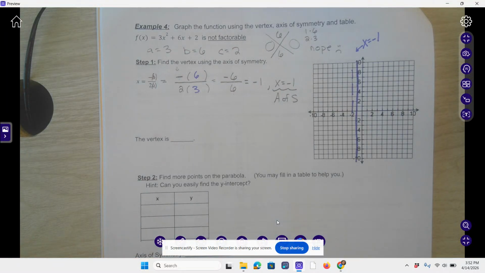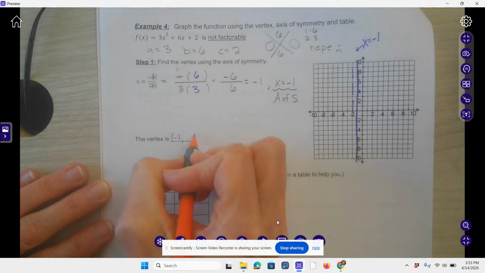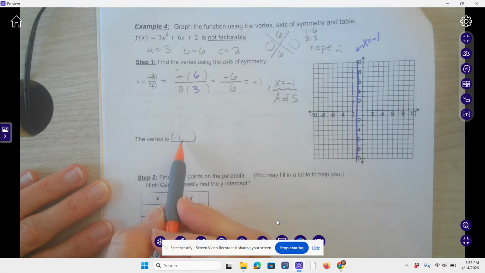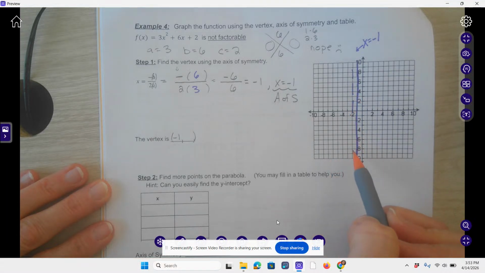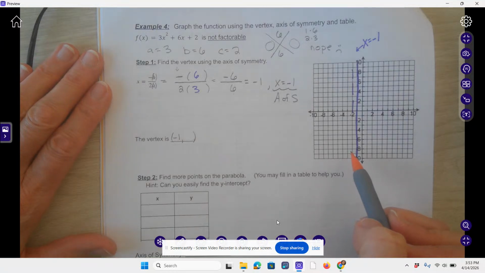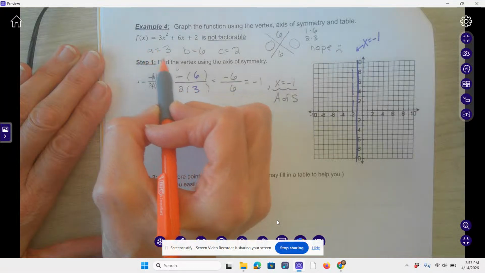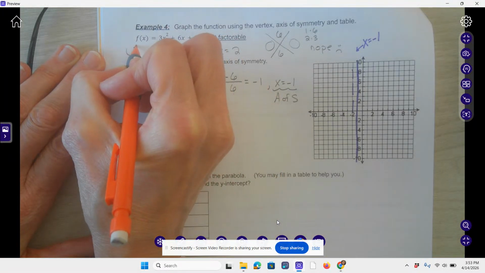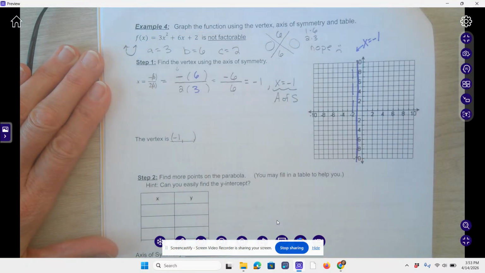Okay, now if we figured out what the axis of symmetry is, we know half of our vertex. We know the x part of our vertex, because the vertex is going to be on this line, the axis of symmetry. Oh, hey, let's go back and figure out if our parabola will be a smiley face or a sad face. Whenever your a is positive, you have a smiley face. So we know it's going to be upward facing.